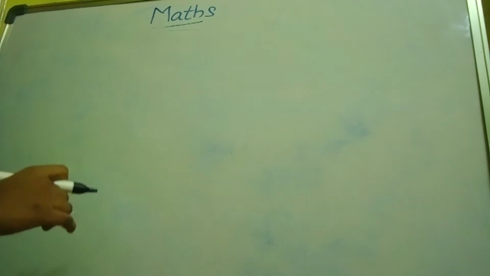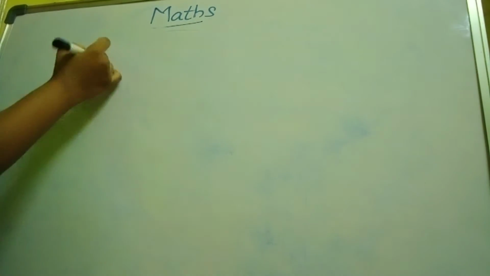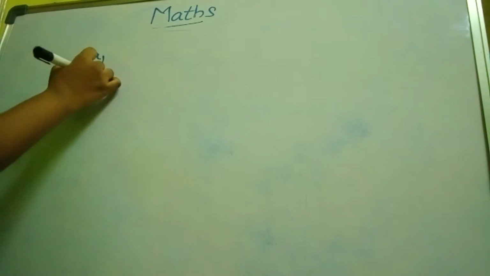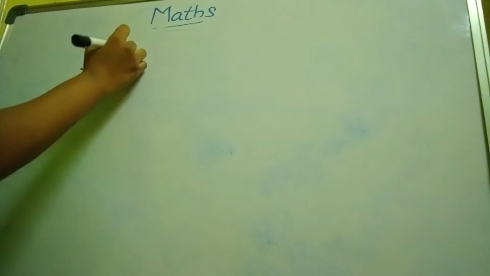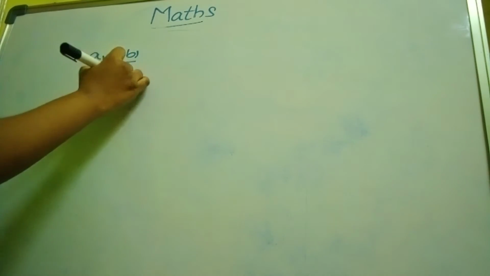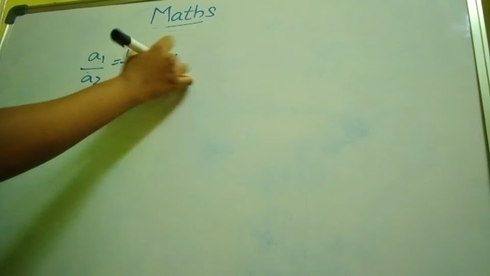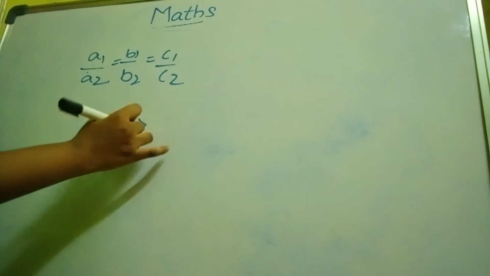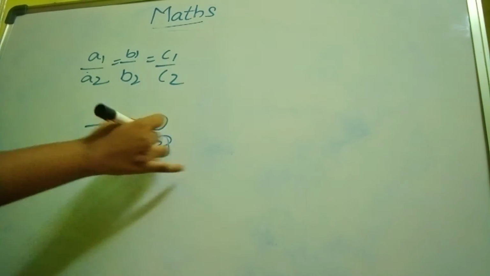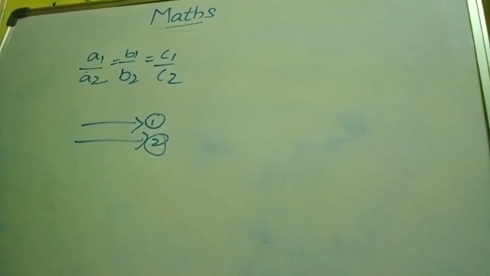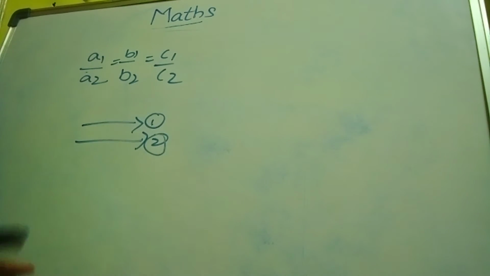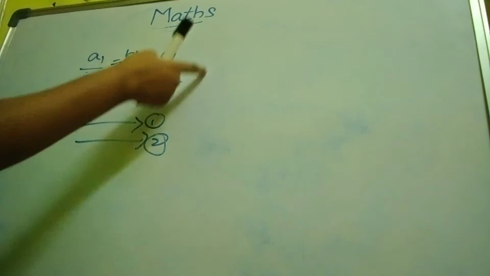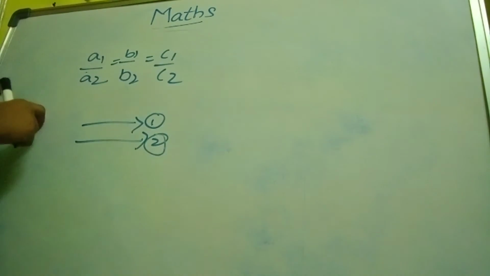Okay. Next, now if a1 by a2 is equals to b1 by b2 is equals to c1 by c2. This means what? If they give two equations, this is first equation, this is second equation, we have to do those in graphs. How to do those in graphs? We have this formula.